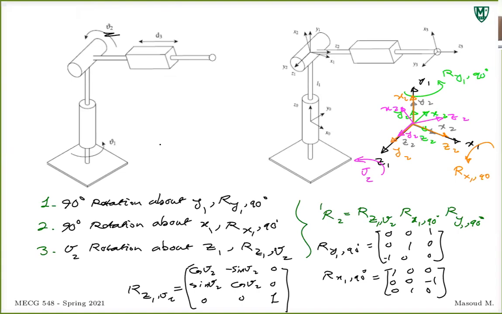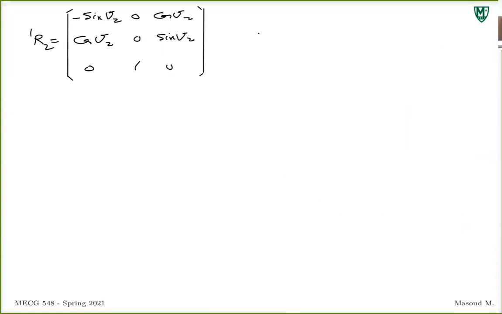Since you don't have any translation, your D vector basically is going to be 0, 0, 0, right? It's the position of the origin of the second frame, the magenta one, in the original frame, which is 0, 0, 0. So your D in frame 2, you can call it D1, is 0, 0, 0 transpose.